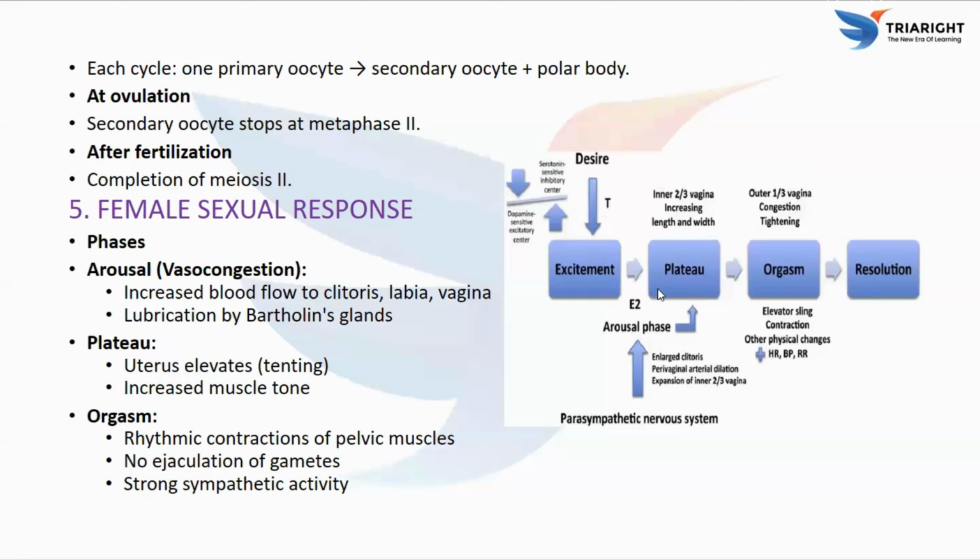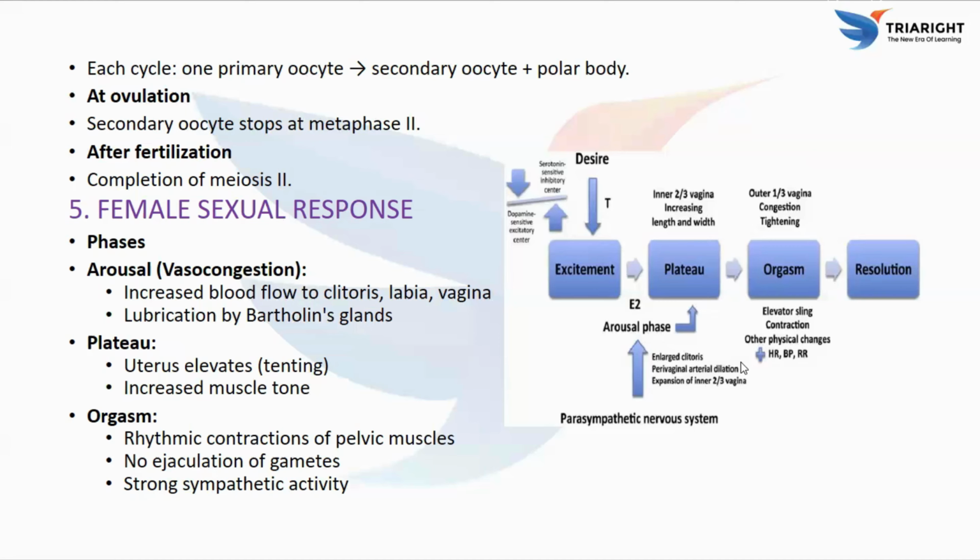So the second phase is excitement. This is the phase where physical changes begin in the body due to vasocongestion, which is the increased blood flow. So what happens during the excitement phase? The blood flow increases to the clitoris, labia and vagina. The Bartholin glands, which produce lubrication, and the vaginal walls become swollen and moist. The clitoris becomes enlarged because of this increased blood flow. This phase is controlled by the parasympathetic nervous system, which is the rest and digest system.